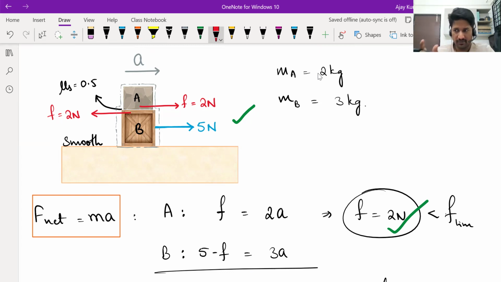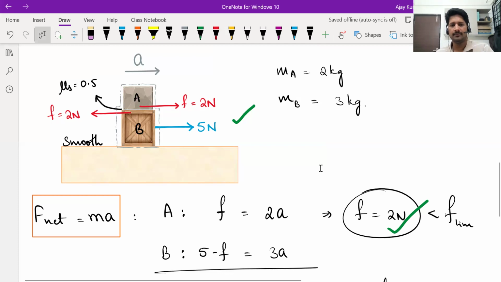How you arrived at that 15 Newton force friction is by assuming that they slide together. And for them to slide together, you are finding friction needed is 15 Newton, but available is only 10. That means sliding together won't happen. They'll slide independently. Means they'll slide separately. B will slide faster, A will slide slower, and relative sliding is there. So in that case, we'll have to apply kinetic friction. We'll solve questions like that also. Today's class is completely based on this. Okay, is this situation clear to all of you?